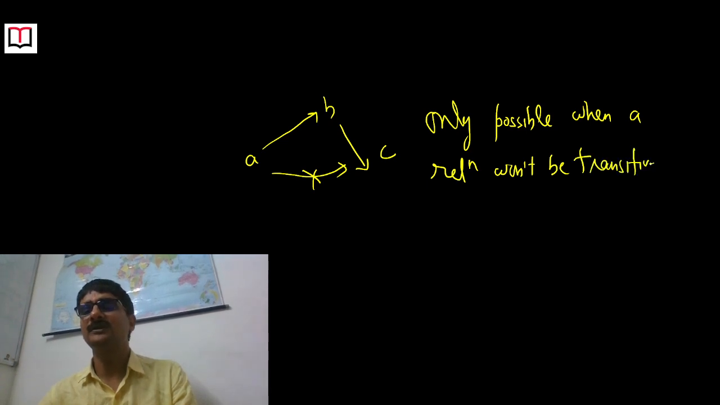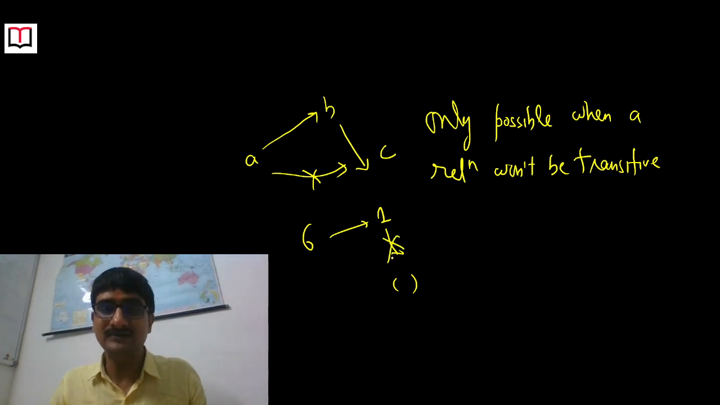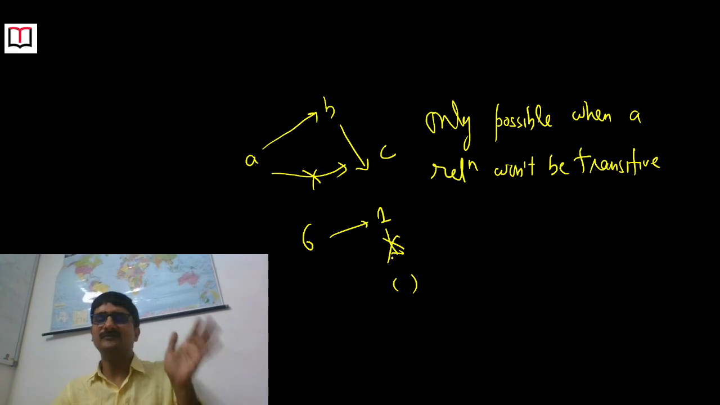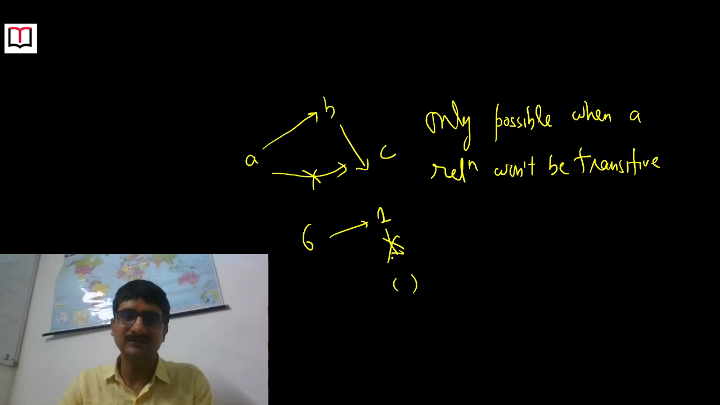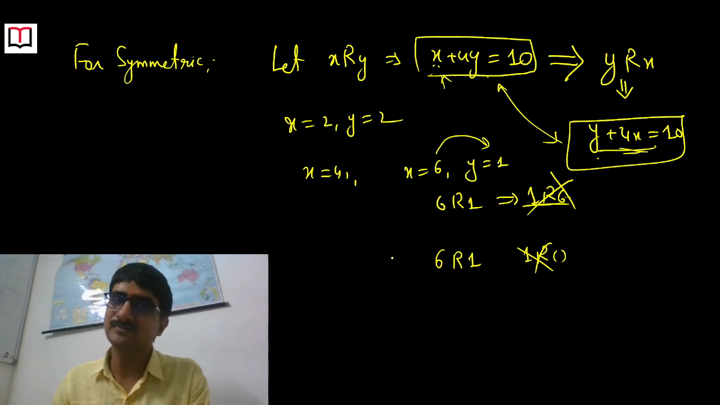So what am I trying to say here is you got 6 here, 1 here, and there might be so many numbers here. But since you don't have it, you don't have B related to C, so you don't need to think. You just have A related to B, nothing else. So that means it's transitive. Okay, so it's transitive. It's neither reflexive nor symmetric, but it is transitive.